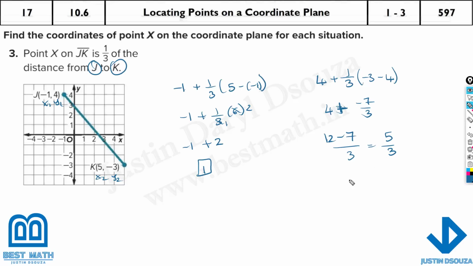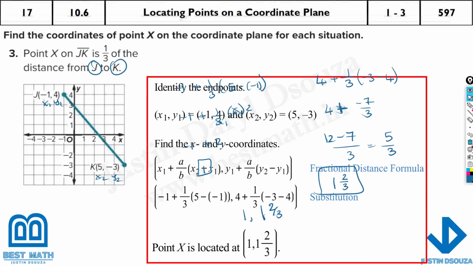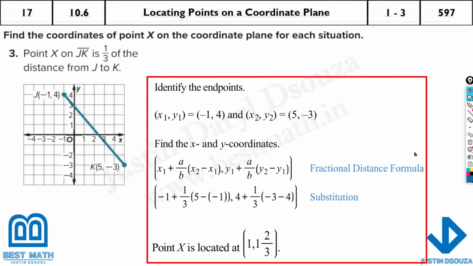We can write this as a mixed fraction. That's 3 one time, and 2 is the remainder, 2/3. That will be the answer. So the point x is located at 1, that is the x coordinate, and 1 2/3. That will be the answer. So here we go. But even if you leave it as 5/3 or whatever you get in your exam, that is more than enough. That's absolutely fine. This is not mentioned, but if you can, please do write it like that.